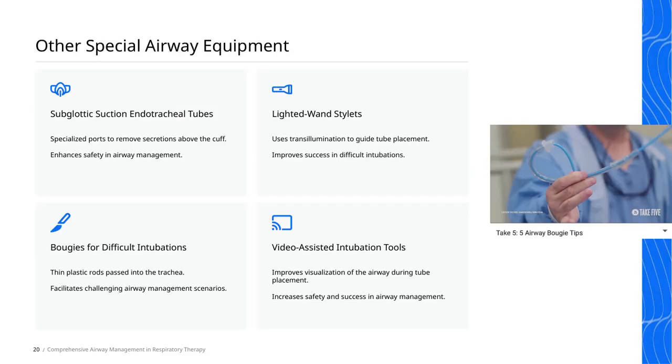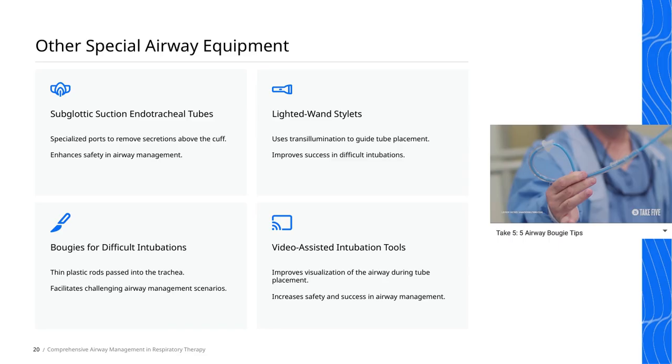Now, let's take a closer look at some other special airway equipment that plays a crucial role in comprehensive airway management in respiratory therapy. These tools are designed to improve visualization of the airway during tube placement, which is key to increasing safety and ensuring success. First, we have video-assisted intubation tools. These involve thin plastic rods that are passed into the trachea, giving us a clear visual of the airway on a screen. This technology is especially helpful in challenging airway management scenarios where traditional methods might be difficult.